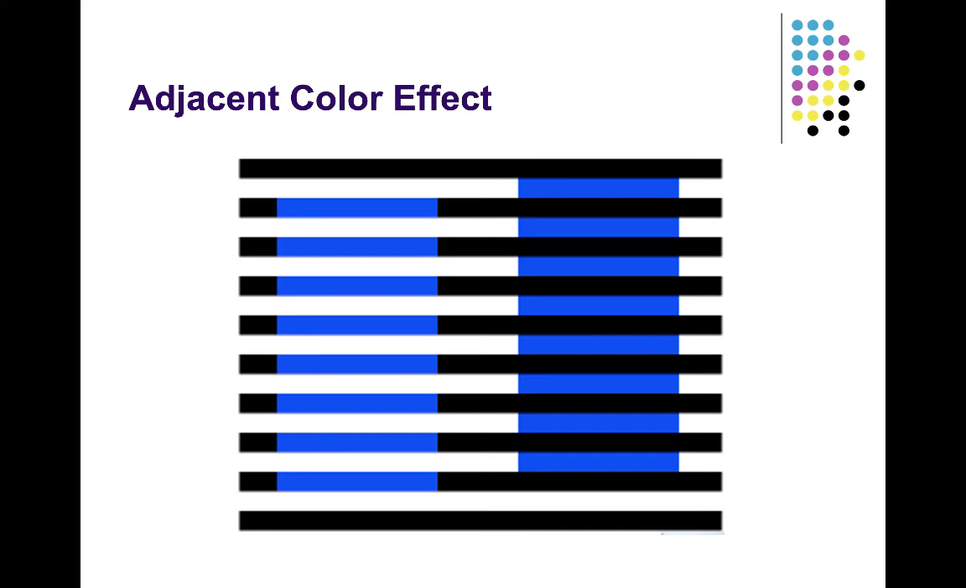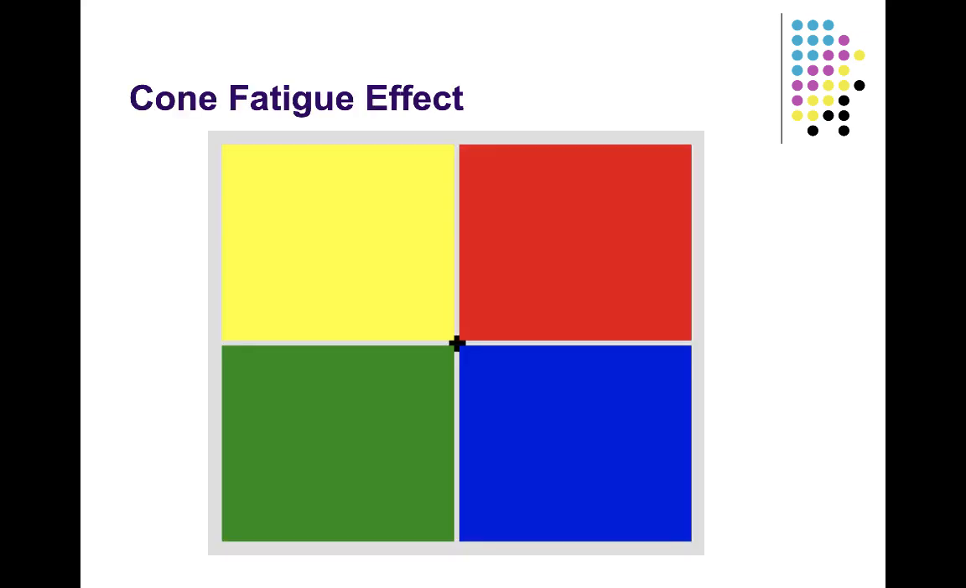Here's another example of adjacent color effect. On the right, the blue looks darker than on the left. However, these colors are identical. Further, the length of time we look at a color will affect its color intensity.